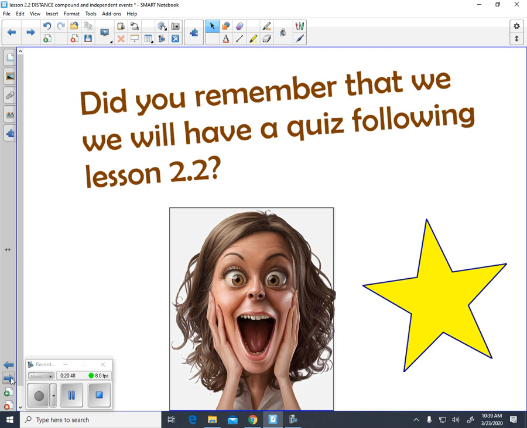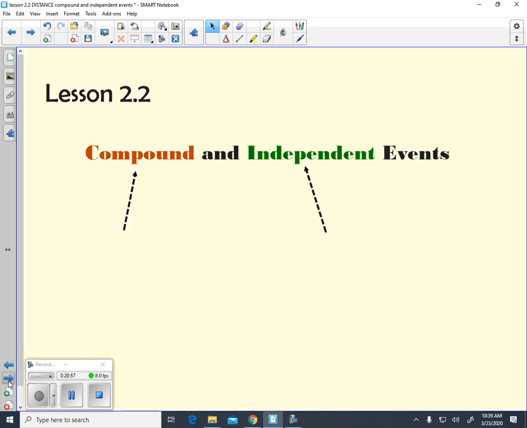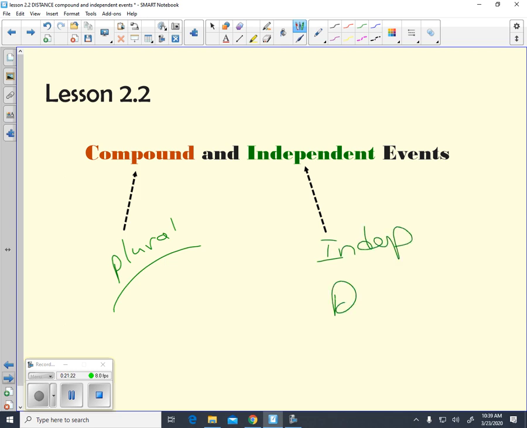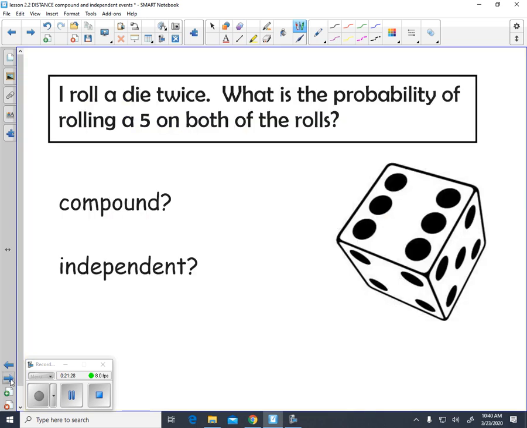Not that you would remember because you didn't know, but you're going to have a quiz following this lesson. The quiz just covers lessons 2.1 and 2.2. So lesson 2.1, the last lesson, was working with basic probabilities where there are no compound events. And now we have compound events, where there's more than one event going on. It's important for you to distinguish in your calculation whether those events are independent or dependent. And if you can do that, you're good. So let's look at one quick example and then we're done.